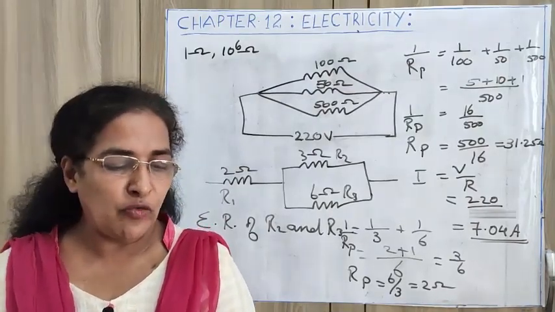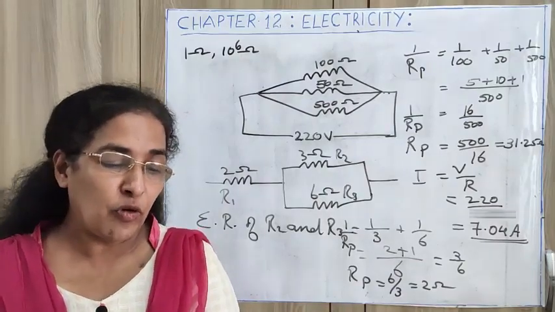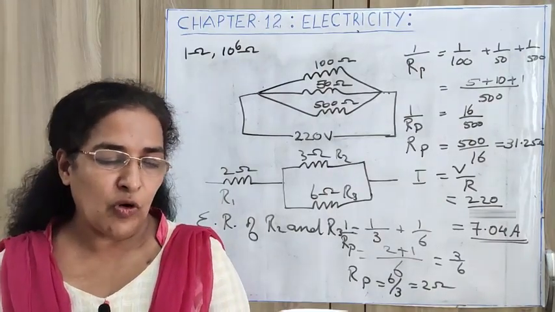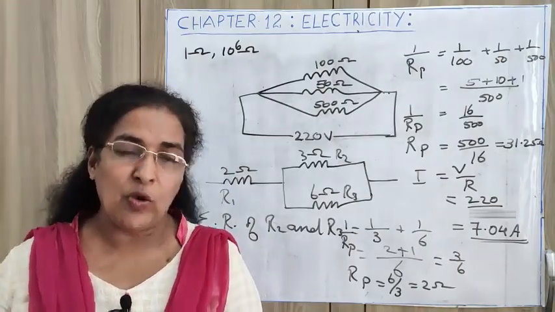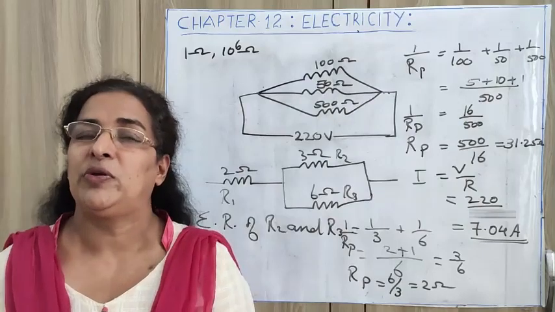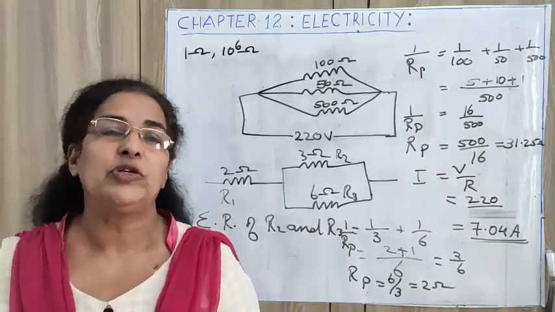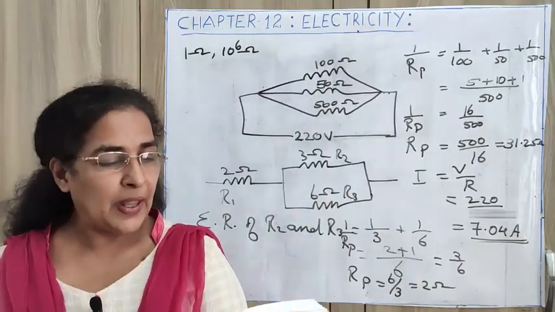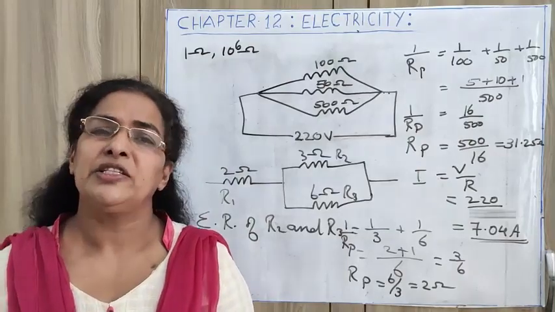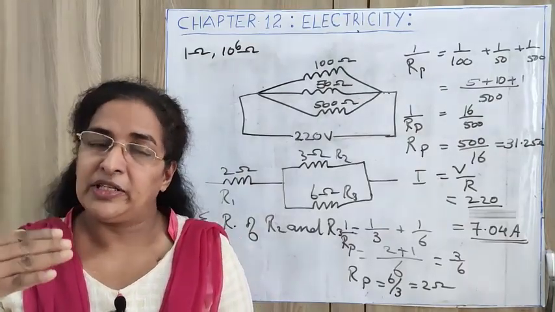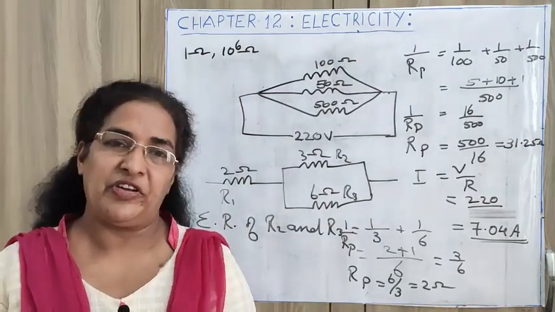Second part: the lowest total resistance that can be secured by combinations of 4 coils of resistance: 4 ohm, 8 ohm, 12 ohm, 24 ohm. 4 resistors are given. They are asking you how can we get maximum resistance from there. How can we get it? By connecting them in series to a source of energy. And how can we get the lowest resistance from that?